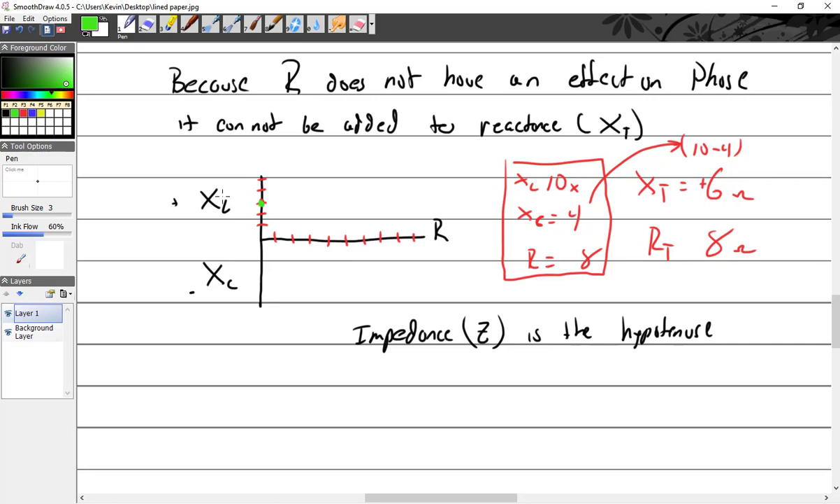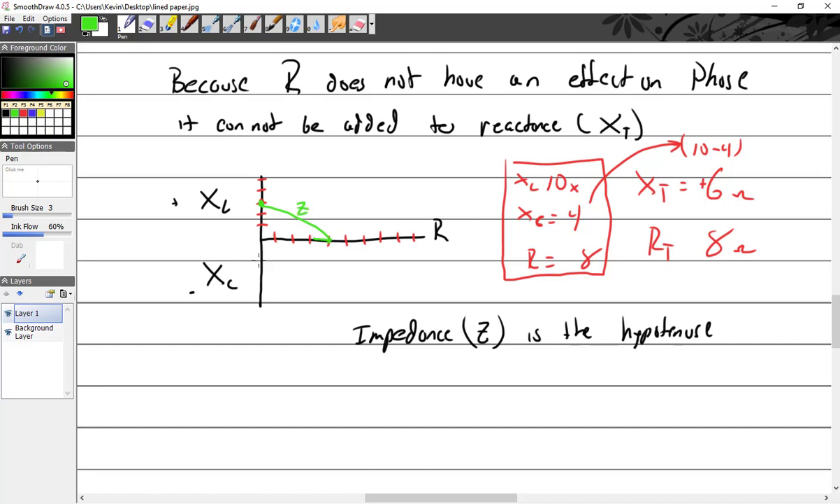Why is it worth 2? Because I just made that up, okay? Each one is worth 2, and I said our total resistance is 8. So 2, 4, 6, 8. So that comes right there. And so Z now becomes the hypotenuse, which is this right here. Got it? So this line right there is Z.